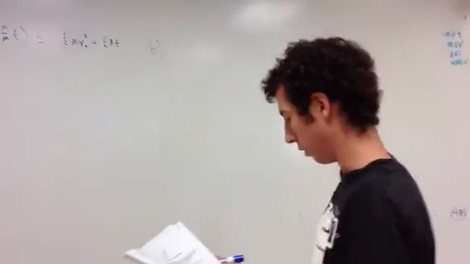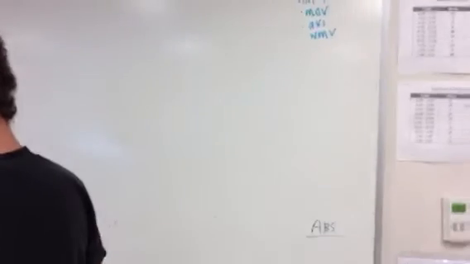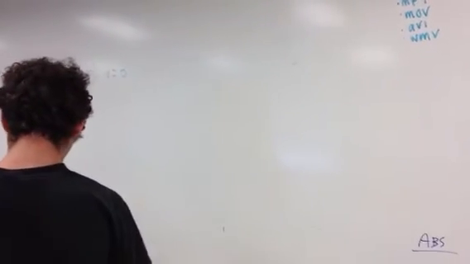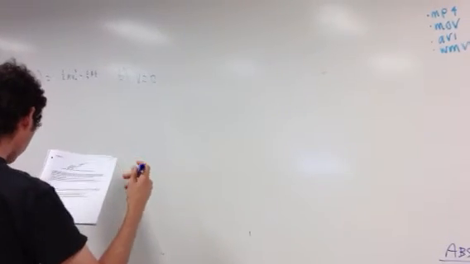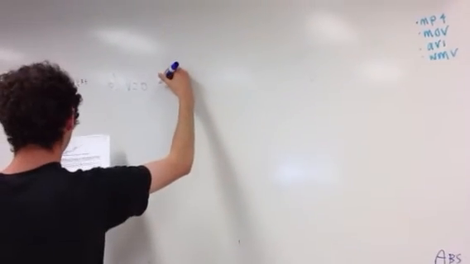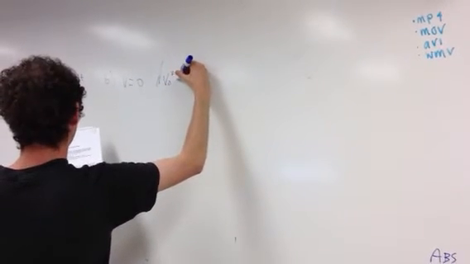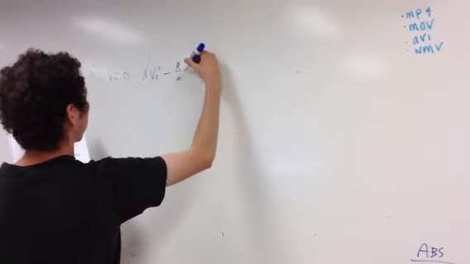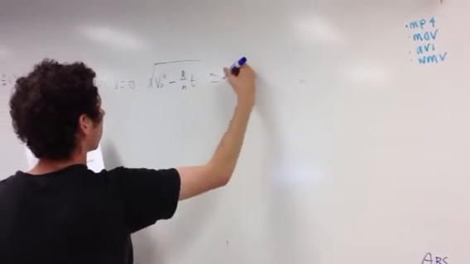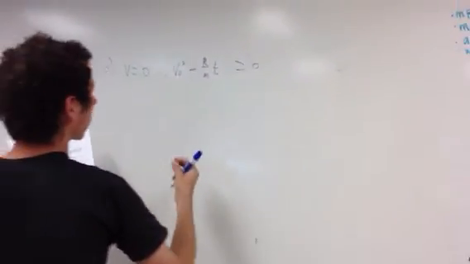B is asking you to determine the time t it takes to bring the car to a complete stop. So the car is stopped when velocity equals 0. So all we have to do is take the velocity that it gave us and set it equal to 0. So our velocity, which is the radical of v naught squared minus R over m t, equals 0. We square both sides, the radical goes away.